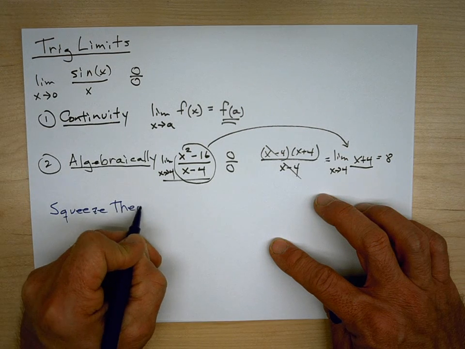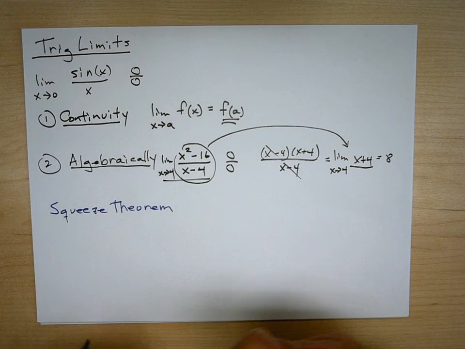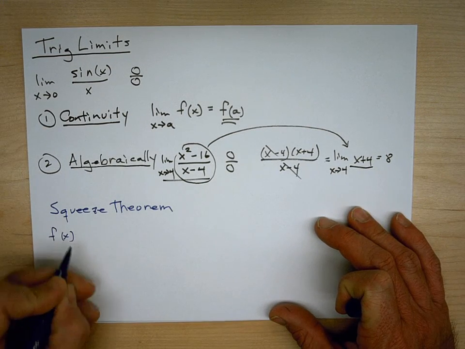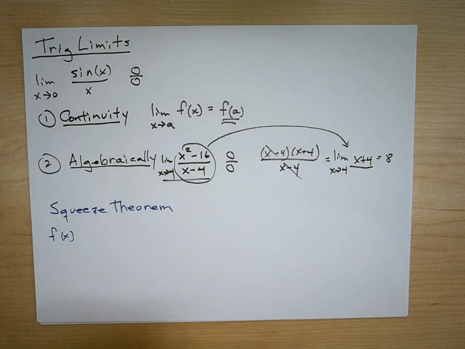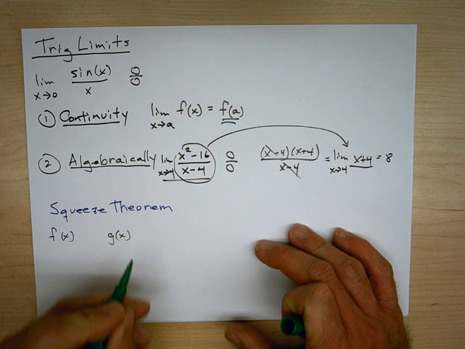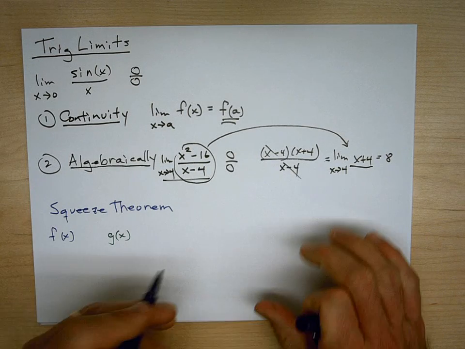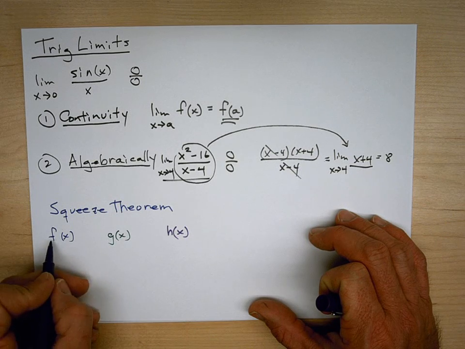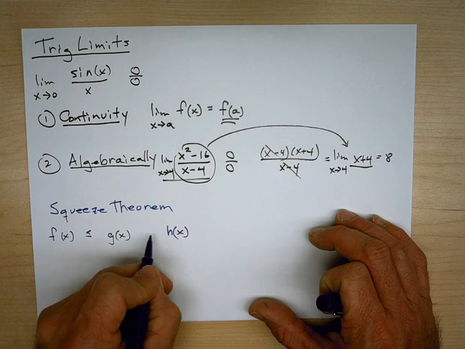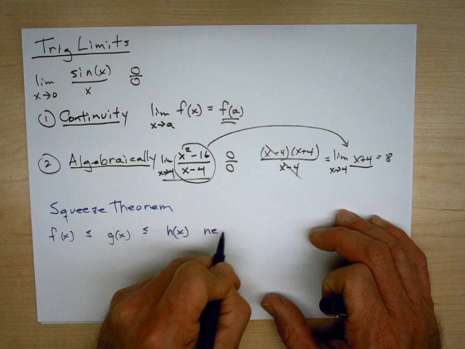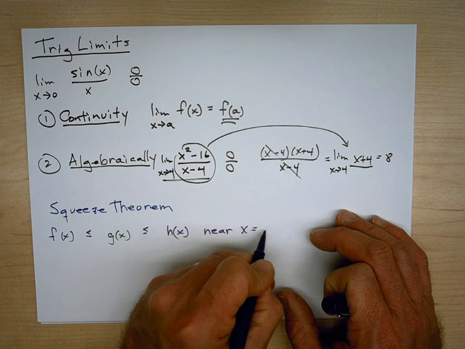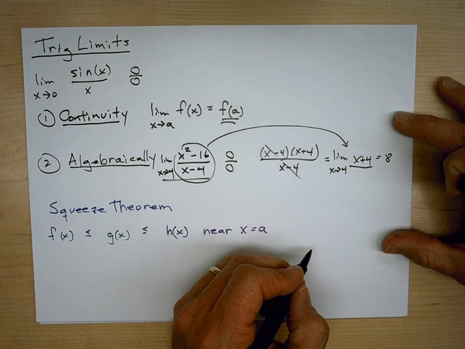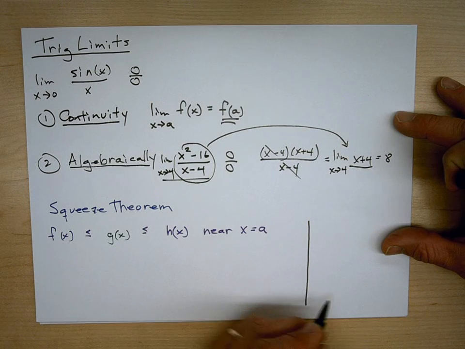All right, and so what the Squeeze Theorem says, let's say we have 3 functions, and I'm going to put them in different colors so we can kind of match them up with a graph that I'll draw. So we have f of x, g of x, and h of x. And let's say that these 3 functions have the relationship that f of x is less than or equal to g of x, and that g of x is less than or equal to h of x near a point, x equals a. All right, so let's take a look at graphically what that might look like.